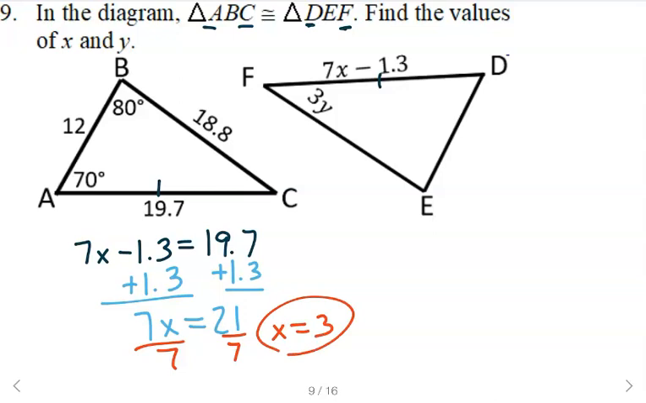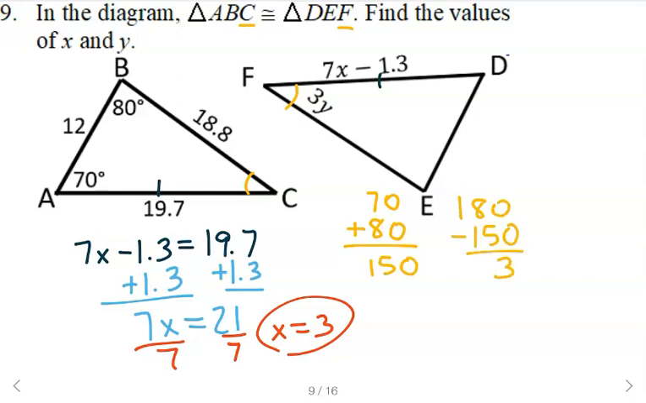Now we need to find y. Angle F matches up with angle C, so those have to be congruent. Well, angle C is not labeled with a degree, but we know two of the three angles in that triangle, so we can add the 70 and 80 together. We get 150. And then subtract that 150 from 180. That'll tell us the third angle. Now we can write 3y equals 30. Solve that: get rid of multiplying by 3, divide by 3, and so we found y. Y is 10.